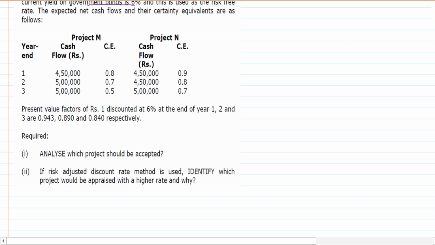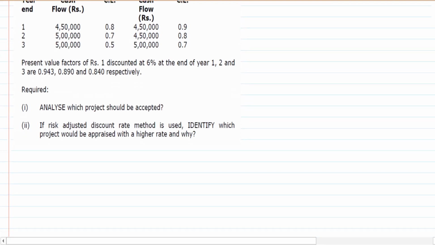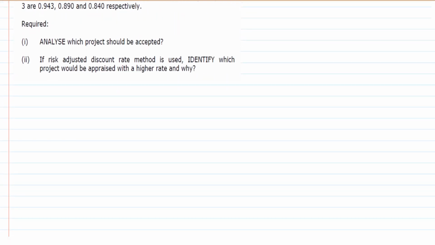And in part 2, they are saying that if the risk adjusted discount rate method is used, identify which project would be appraised with a higher rate and why. Okay, that we can answer only after we have solved the question. So we will just do part 1 first. We work out the NPV.